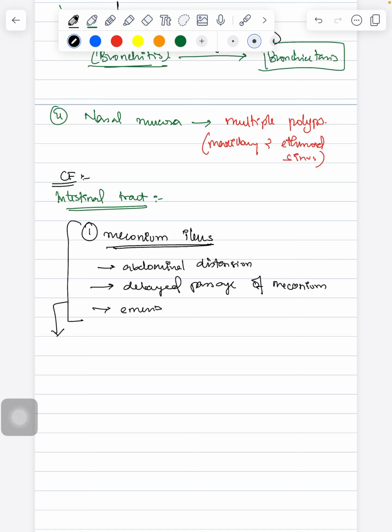in this X-ray, you will see the ground glass appearance. This ground glass appearance is due to your meconium. Mainly your large intestine will be blocked with this meconium, so that you will see this ground glass appearance. Since your large intestine is being blocked or constricted, you will have an air fluid level in your small intestine.